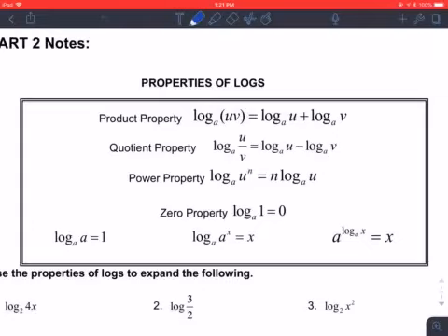We're going to be looking at the properties of logs to help us expand and condense logarithms. We'll need these properties in the next lesson when we start solving, because being able to use these properties will help us solve logs that we couldn't otherwise solve. So just keep in mind what we know about logs already.